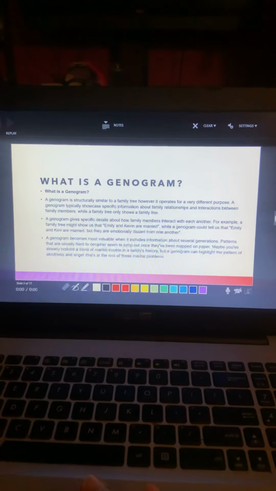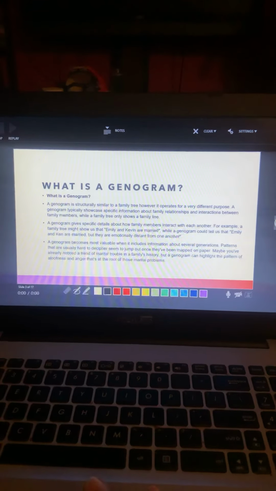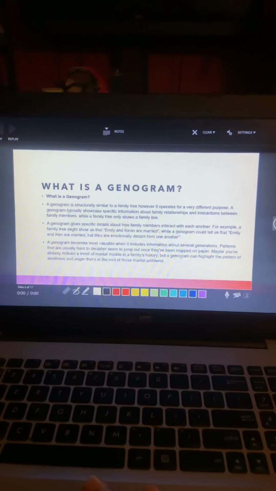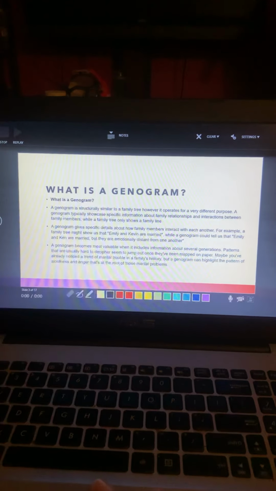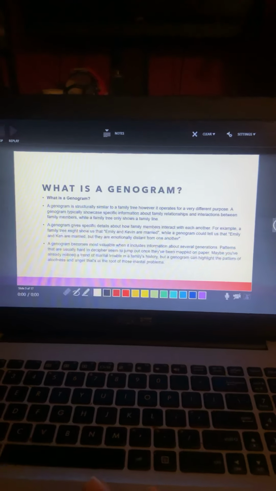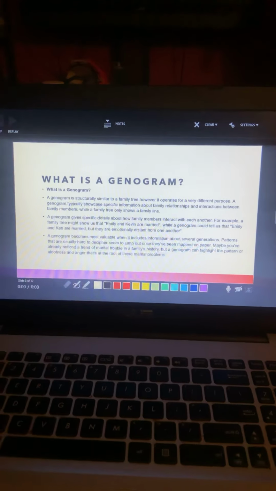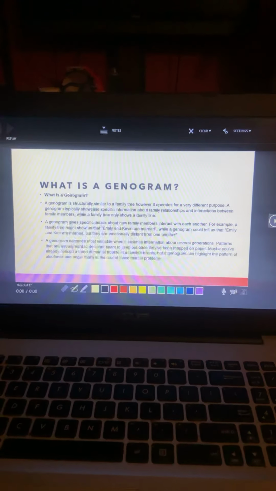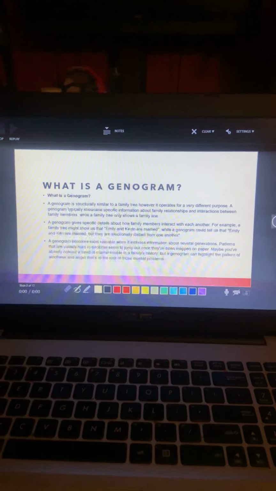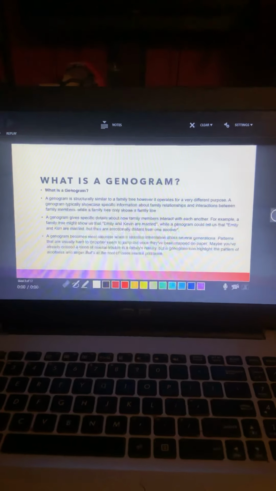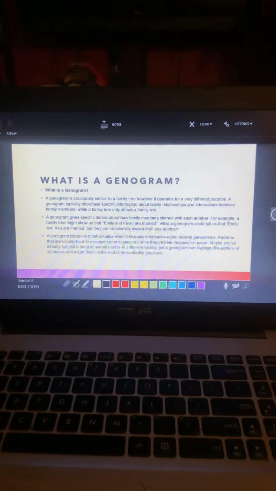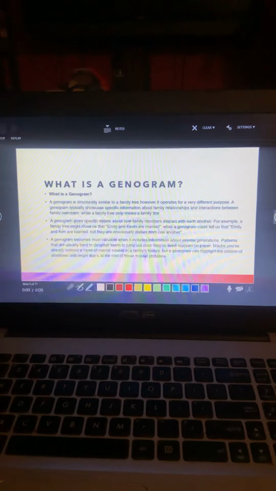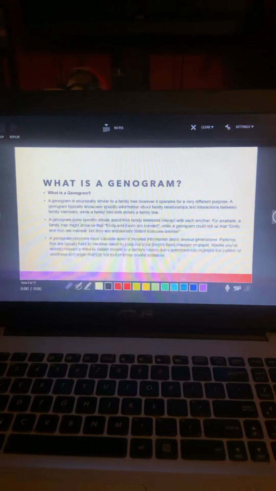What is a genogram? A genogram is structurally similar to a family tree. However, it operates for a very different purpose. A genogram typically showcases specific information about family relationships and interactions between family members, while a family tree only shows a family line. So it's more detailed, as a genogram is. Not just who married who and who had these children. A genogram, as it says here, is more specific.